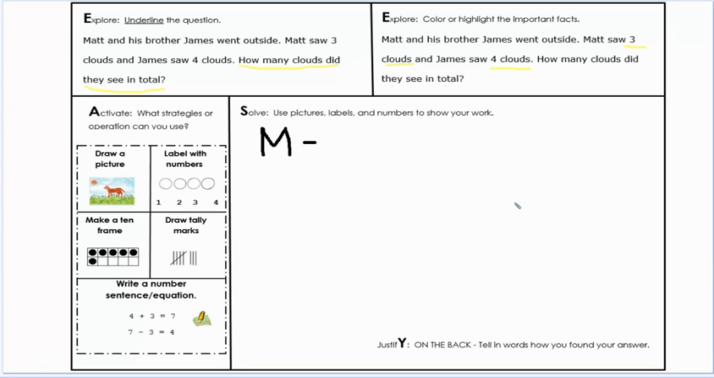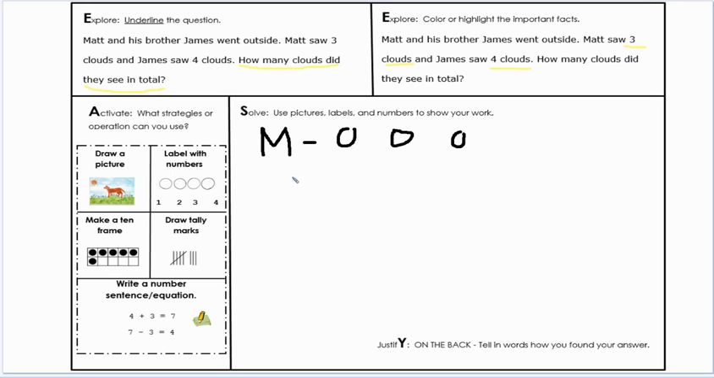Now, how many clouds did Matt see? Well, if we look up here where it says Matt saw, we underlined it. He saw 3 clouds, okay? So then I'll draw 3 circles. 1, 2, 3. Okay, so there's 3 clouds for Matt, all right?